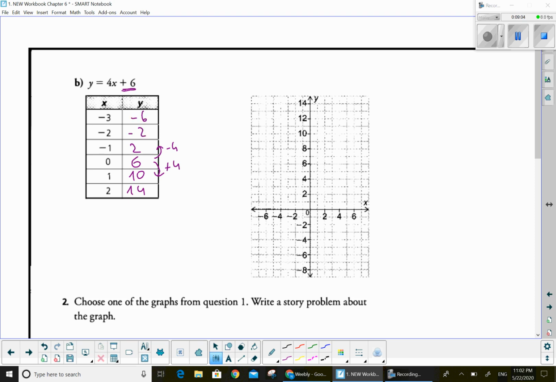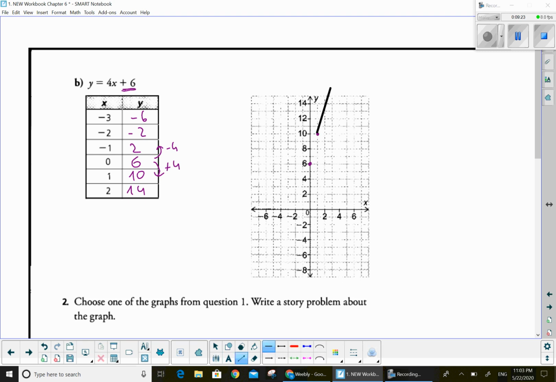And again, I can generate the graph, but I'm going to do it by using y-intercept and rate of change. So y-intercept was 6. Here we go. And rate of change is 4 up for every 1 over. So 4 is 10, and here. And that's all I need.